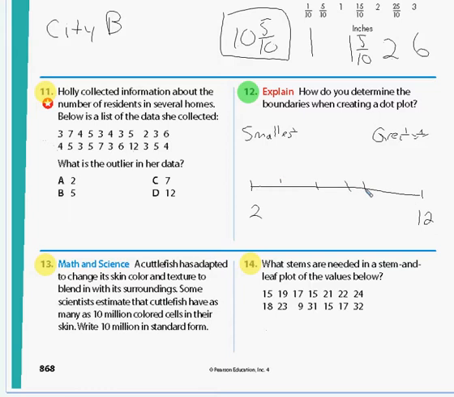Okay, if we used something like between 1 and 5, we're not going to capture all the data. You have to be able to capture all the data there. Okay, question number 13.